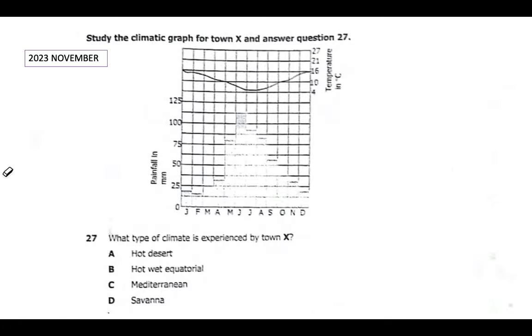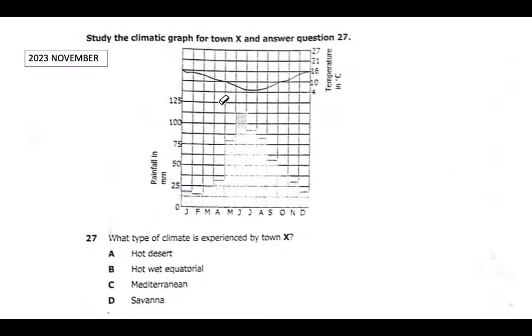And then we look at 2023 November. In 2023 November, we have the question: study the climatic graph for town X and answer question 27. In here, we have this particular climate, with a particular temperature range. Take note that this is for a Mediterranean. If you review back, there is 21 degrees of temperature, but here we have 16, dropping down somewhere to 10, dropping down to 4 degrees.